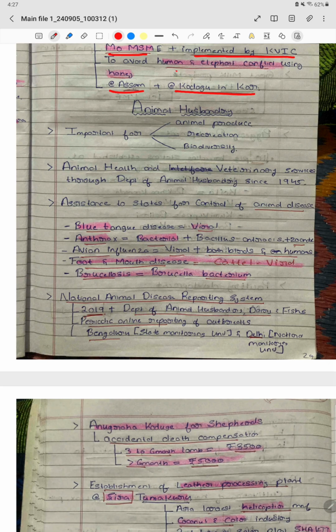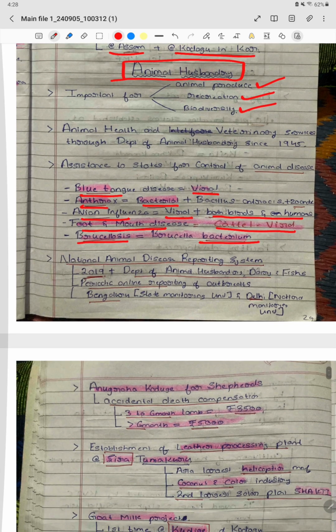Now we have some schemes related to animal husbandry. Why is animal husbandry important? Mainly for animal produce, recreational activity, and biodiversity maintenance. There were some diseases mentioned in the Economic Survey which we should remember. Bluetongue disease is a viral disease. Anthrax is a bacterial disease. Avian influenza is a viral disease seen in birds and humans. FMD, that is foot and mouth disease, is for cattle and is viral in nature. Brucellosis is a bacterial disease.